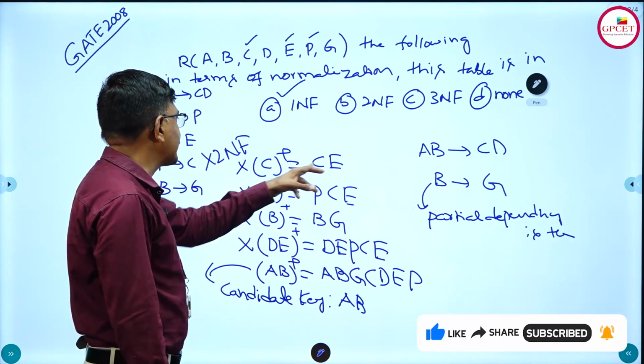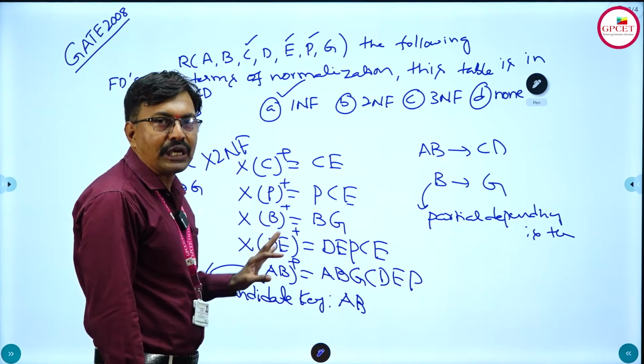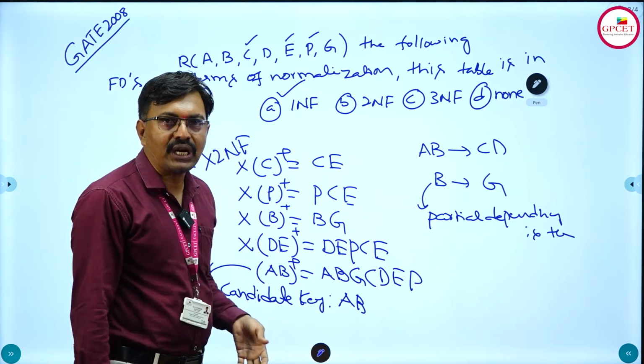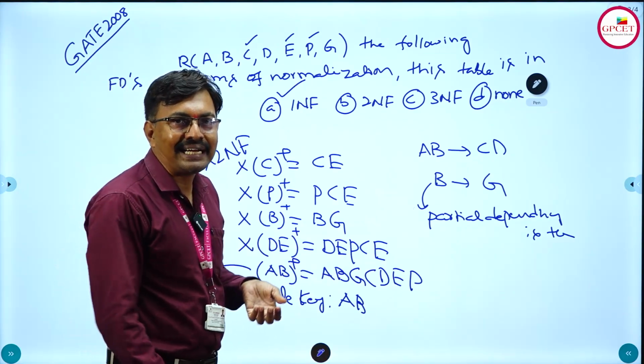Okay, that's why C closure, CE, we miss attributes. P closure, we cannot get the original relation. B closure, we cannot get the original relation. DE closure, we cannot get the original relation. AB closure, we can get the original relation. AB is a candidate key.